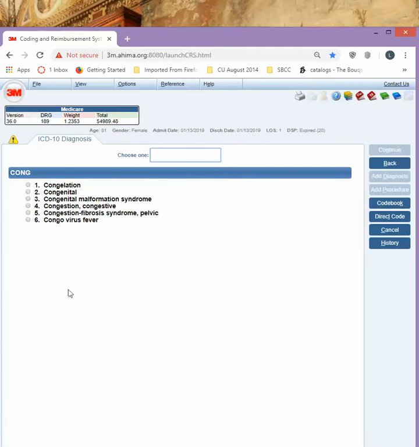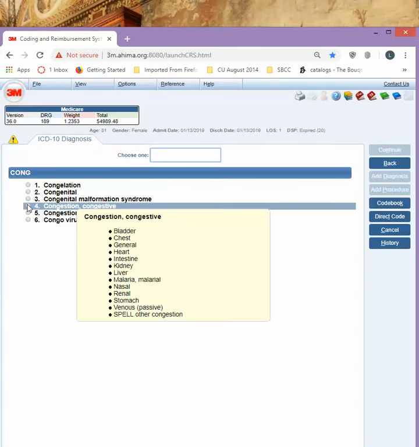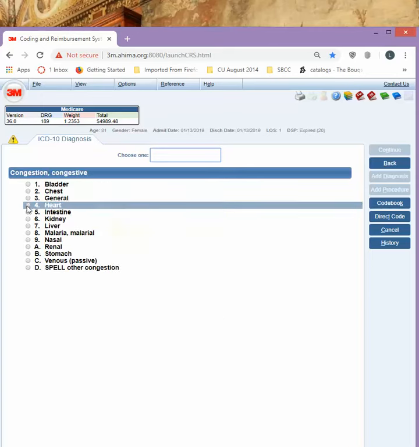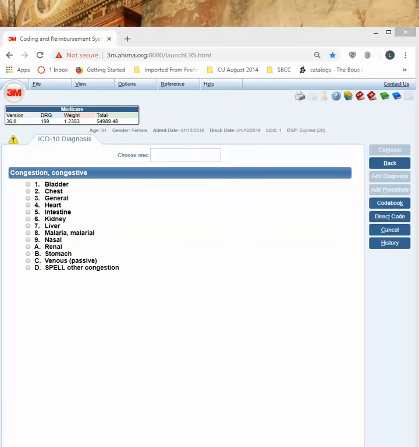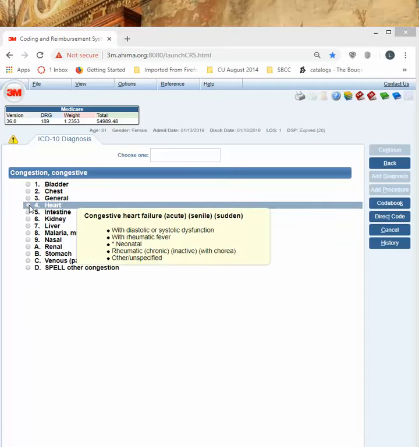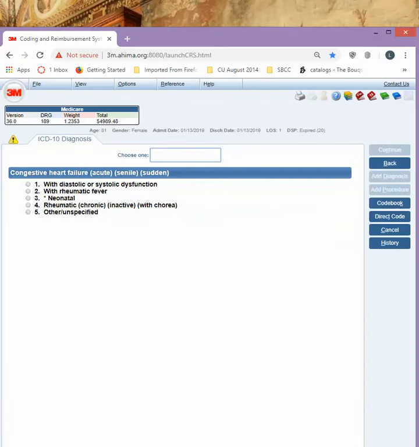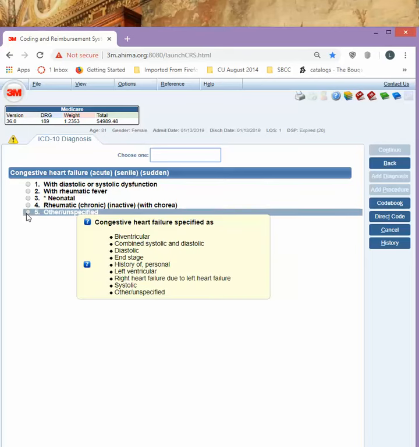We're going to type in part of the word congestive. We're given 6 options. We choose the one that matches what we are looking for based on our clinical information, which is 4. The next screen gives us various anatomical locations. This patient has congestive heart disease, which is option 4. We have no additional information if it's a specific type of CHF, such as diastolic or systolic, so we're going to choose other or unspecified, which is 5.